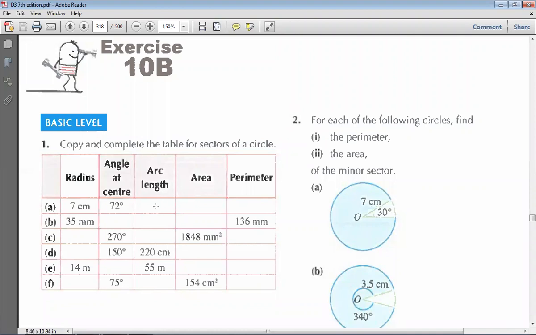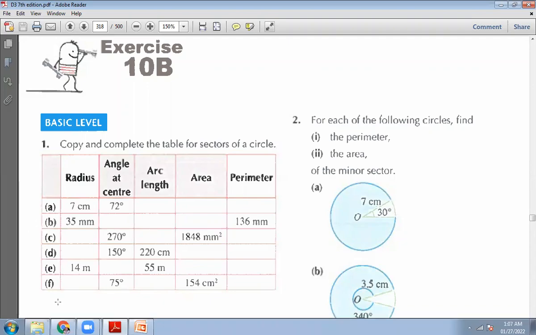The radius is question, the angle at the center is 75, the arc length is question, the area of the sector is 154 centimeters square, the perimeter of the sector is question. So you know the area of the sector, you know the angle of the sector at the center, and first of all, I will apply the formula for the area and I will find out the radius. Once I know the radius, very easily I can find the arc length, and very easily I can find the perimeter of the sector. So this is question number 1 and F part.